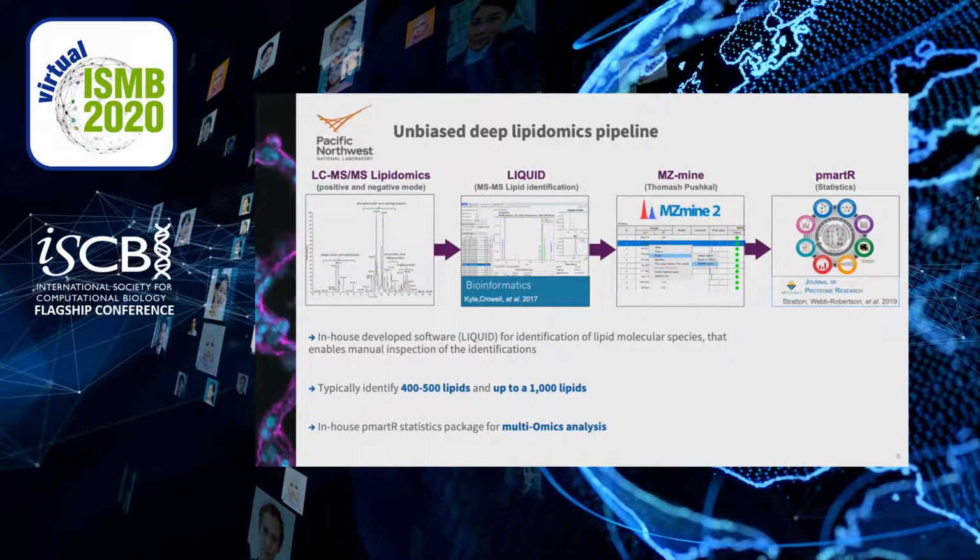Then, we analyzed the data generated during this campaign using our now standard lipidomics processing pipeline. The different lipids present in the samples were identified using an in-house developed software called LIQUID that enables manual inspection of the spectra, leading to identification. Then, we used the very good MZmine software from Tomáš Pluskal and colleagues to align the chromatograms and perform quantification based on area under the peaks. Finally, we used in-house made R packages for multi-omics analysis to perform data filtering, normalization, group analysis, and statistics.